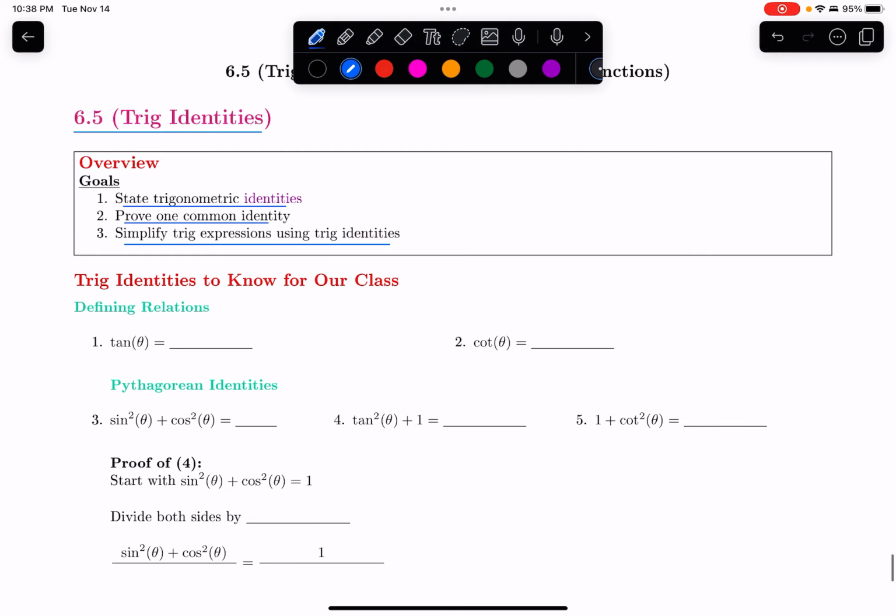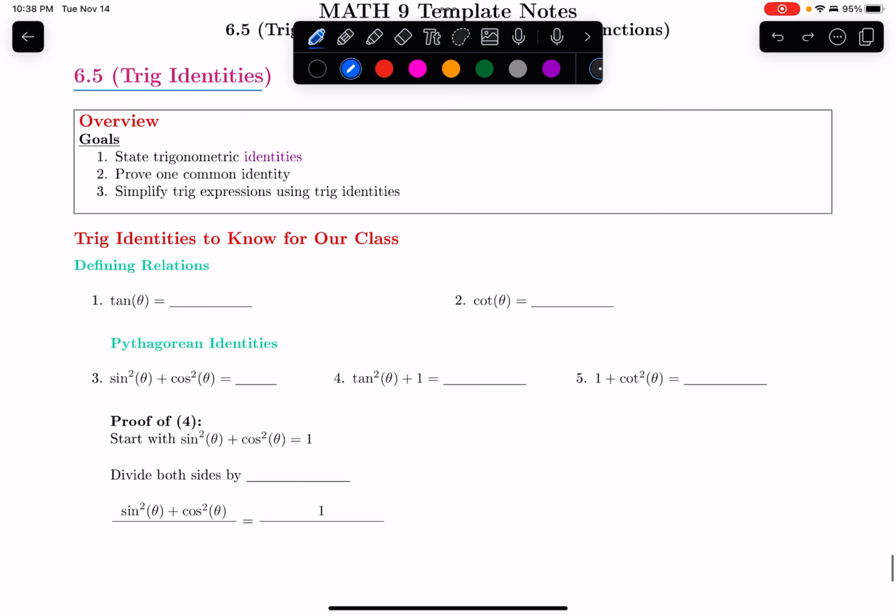Okay, all right, so I want to begin by talking about some trig identities that I want you to know for our class, for our precalculus class. So the first two I'm going to call these defining relations. You don't need to know this term, but I do want you to know these identities.